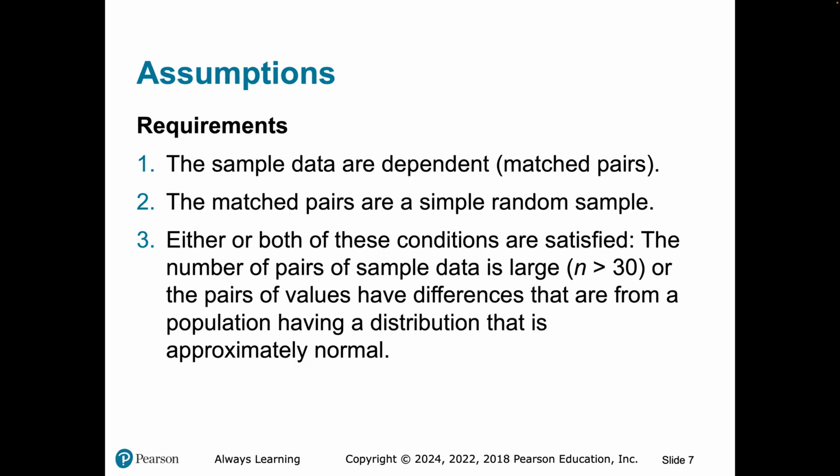All right, so some assumptions, and we're going to get into assumptions more now that we're moving into more relevant statistical techniques that you may use in nursing, occupational therapy, health sciences, whatever your field. So first thing, the sample data are dependent. In other words, they're matched. We still need a random sample, and we still need that the sample data is either from a normal distribution or is a large sample.